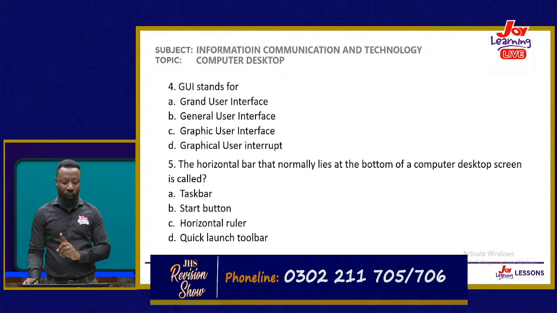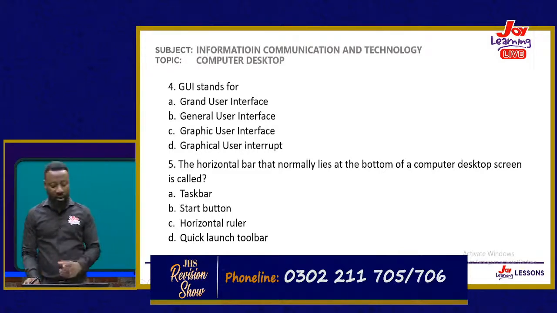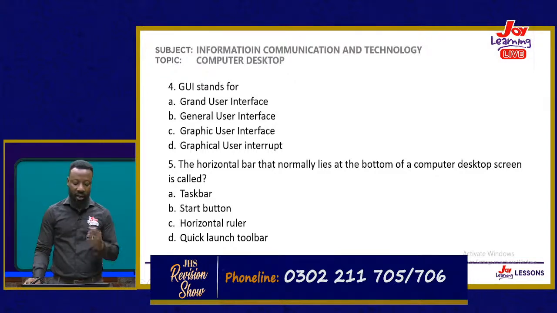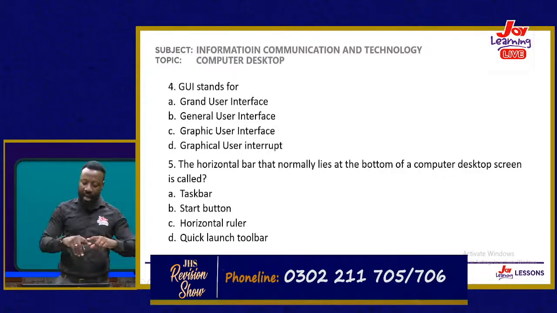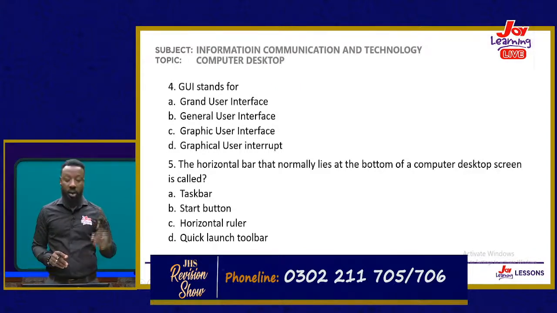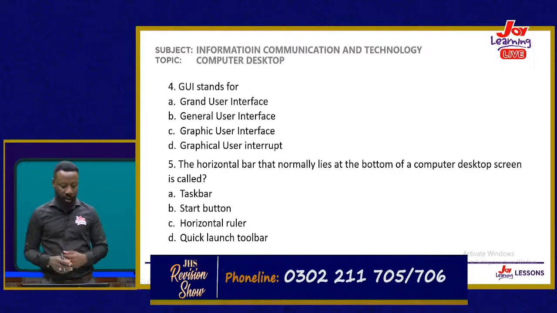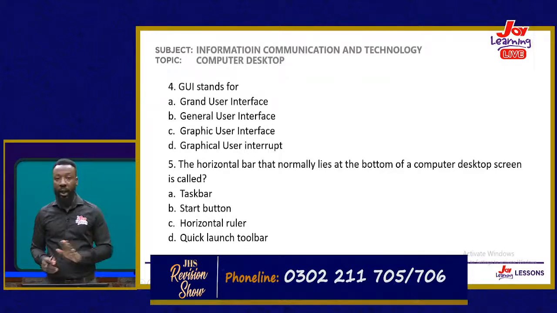Question 4: GUI stands for A. grand user interface, B. general user interface, C. graphic user interface, and D. graphical user interrupt. Question 5: the horizontal bar that normally lies at the bottom of the computer desktop screen is called A. the taskbar, B. the start button, C. the horizontal ruler, D. quick launch toolbar.